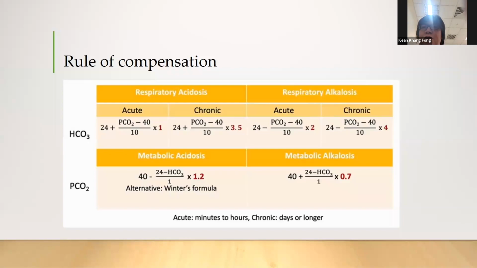For the respiratory alkalosis, it should be 40 minus PCO2. For the acute one, I think it should be 40 minus PCO2, right? And then the chronic, it should be 40 minus, I mean bigger number minus smaller number. Otherwise it becomes negative, and then the calculation is a bit off. Yeah, I think this is a good one. Winter's formula is also okay, but this is good enough.